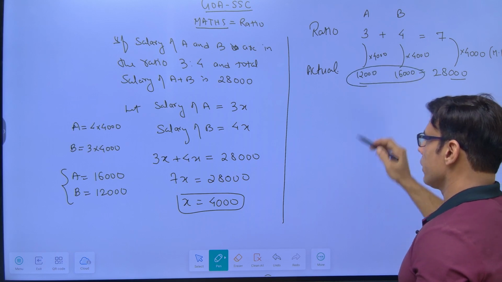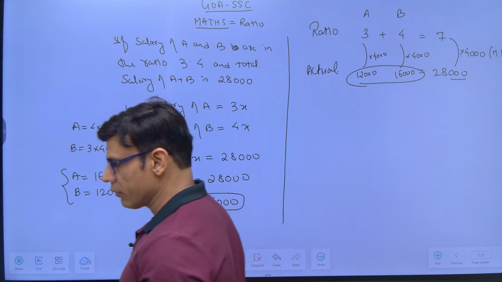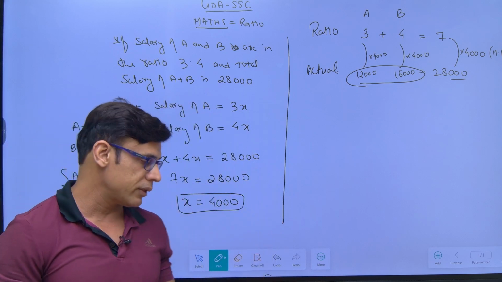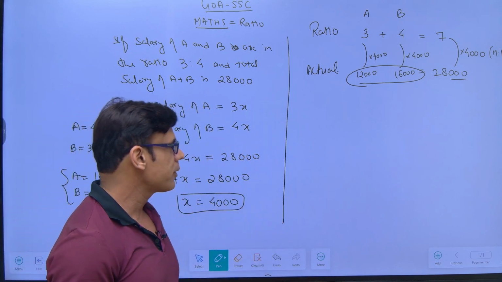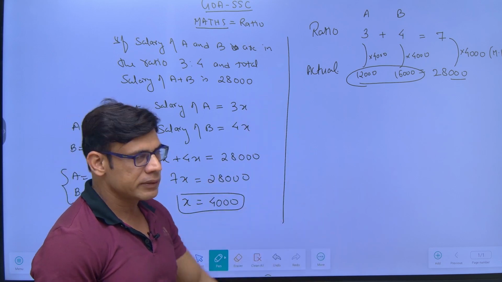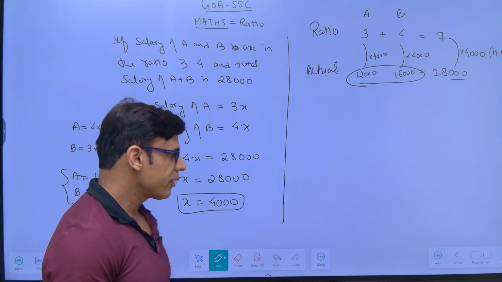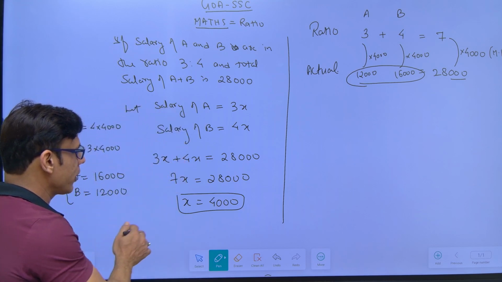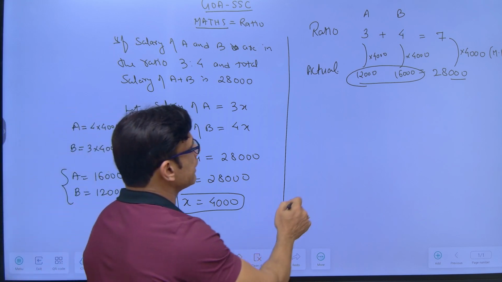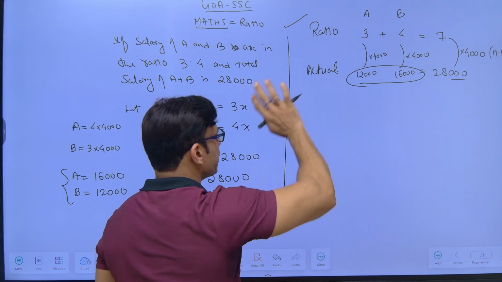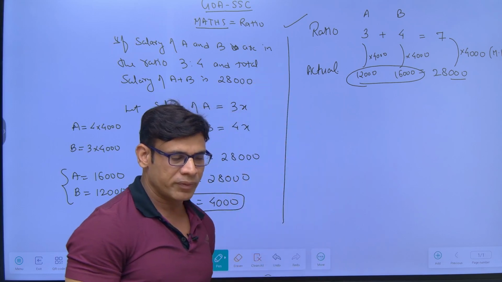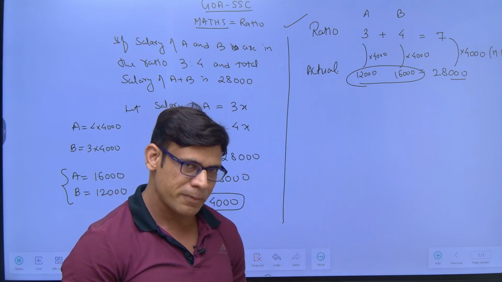So here your time is reduced. You don't have to involve x, sorry, variables, and you still get the answer. Much shorter. Here you have to do a lot of calculations, so you can avoid this calculation and still get the answer. I hope this particular question is clear to all of you. Now let's understand some more types of questions.